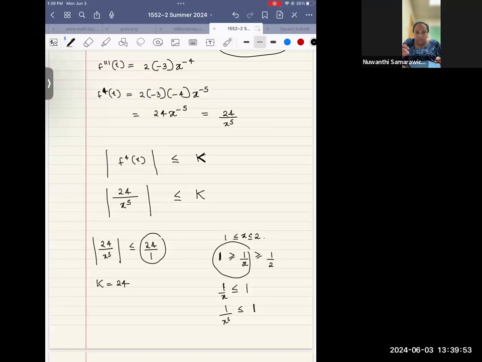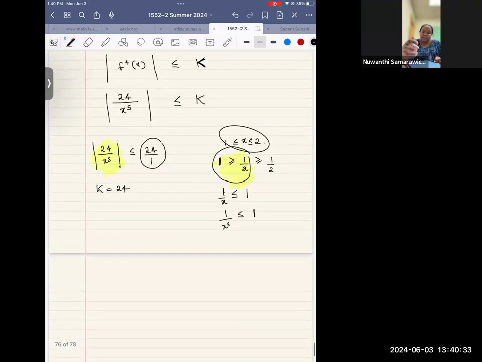Are y'all okay with how I got this idea? Because x is between 1 and 2, I can flip the inequality and say 1 over x is between 1 and half. From this part, I can get a bound. Because 1 over x to the power 5, we can take a bound, and we can say the absolute value of this whole 24 over x to the power 5 should be less than 24. So k can be 24.